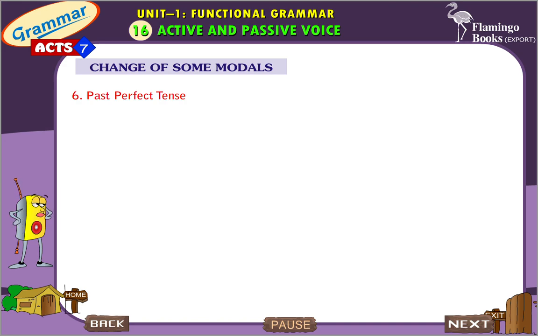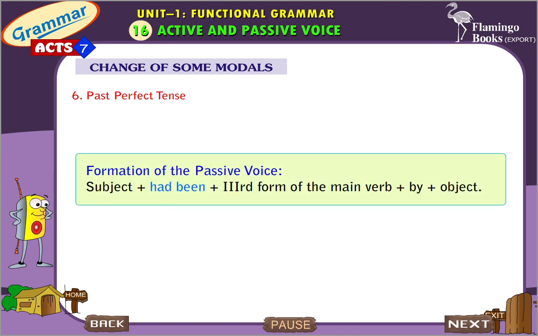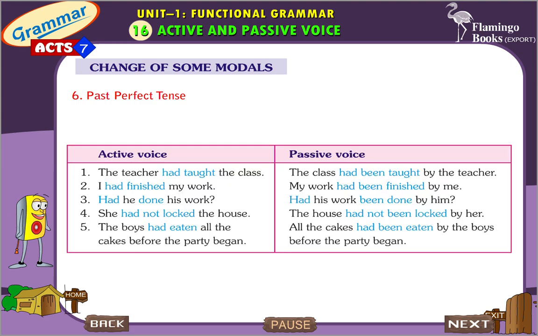Past perfect tense. Formation of the passive voice. Subject plus had been plus third form of the main verb plus by plus object. Active voice. Passive voice. The teacher had taught the class. The class had been taught by the teacher.